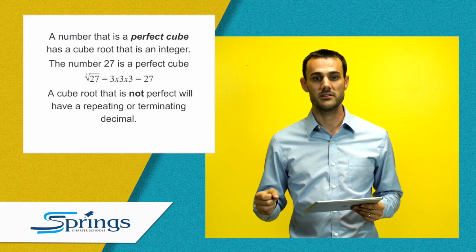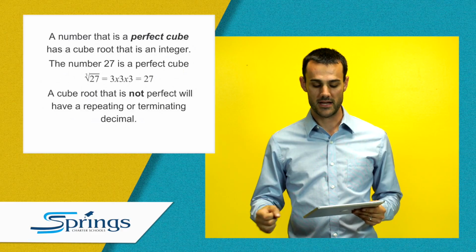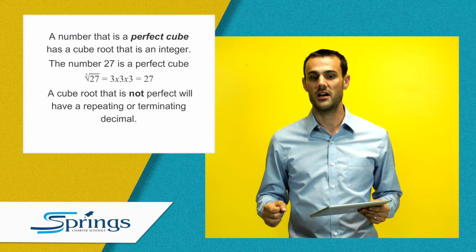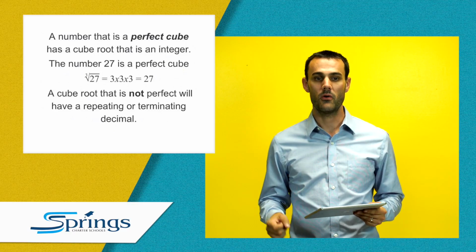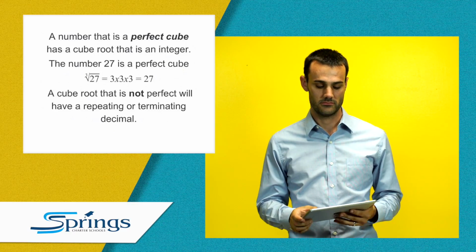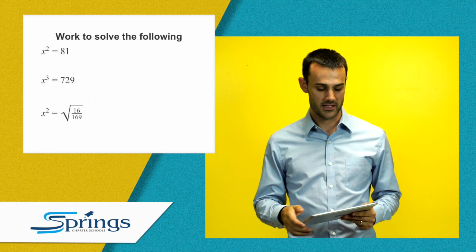And 3 times 3 is 9, and 9 times 3 is back to 27. A cube root that is not perfect will have a repeating or a terminating decimal. All right, let's solve a few of these together.